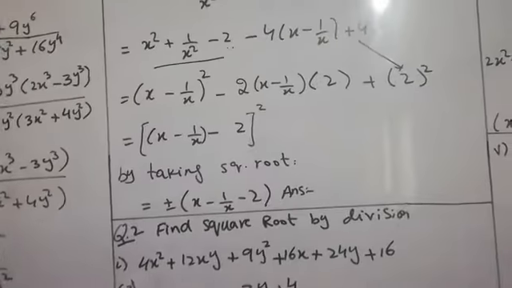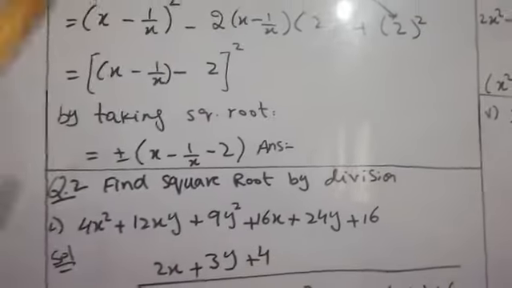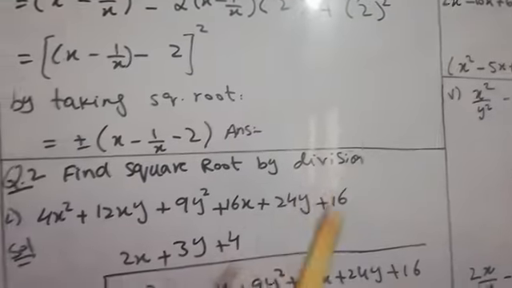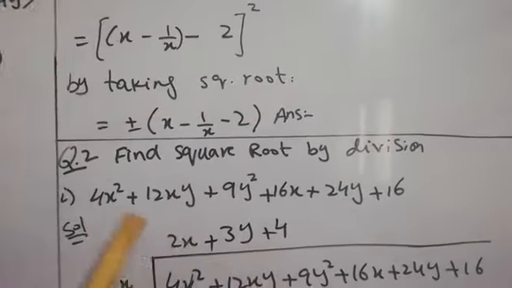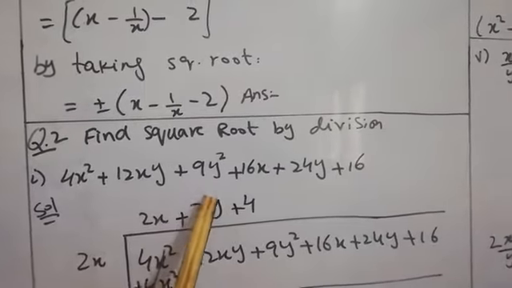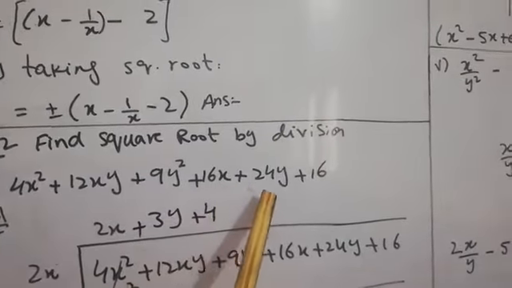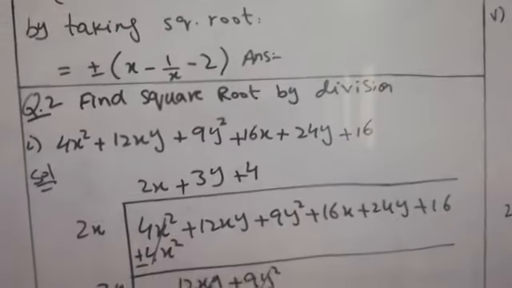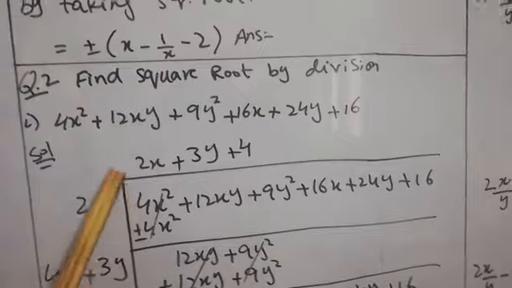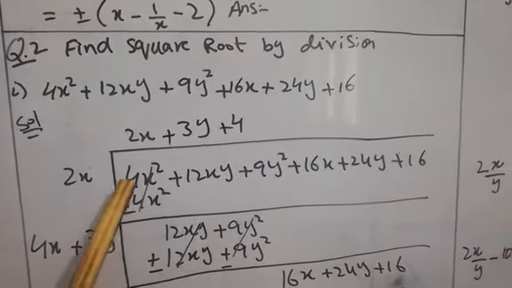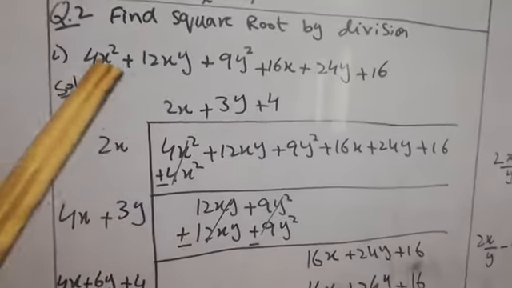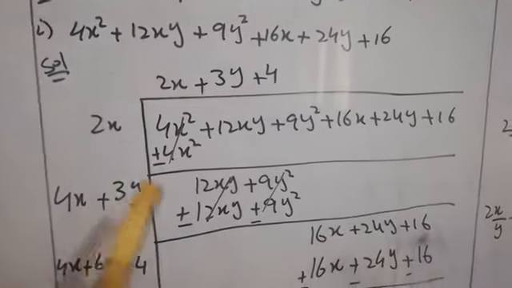Now dear students, we will move to question number 2, and this is the second method to find the square root, and the second method is by division. How will we solve it? Let's see. Part number 1: 4x² + 12xy + 9y² + 16x + 24y + 16. Dear students, since we are going to find the square root by the division method, first of all we will write this in the form of division, and this is a very simple and very interesting method.